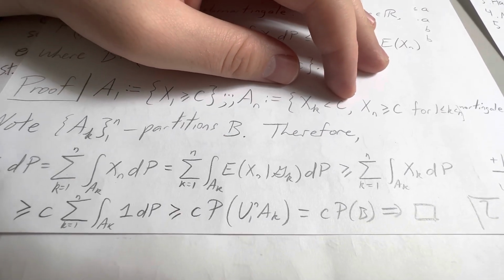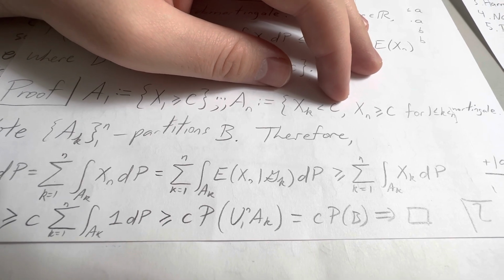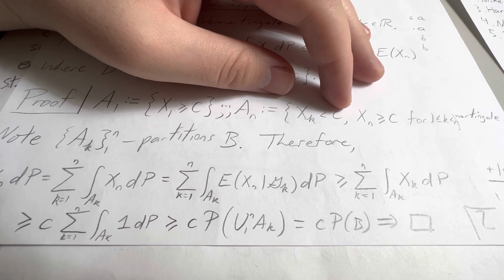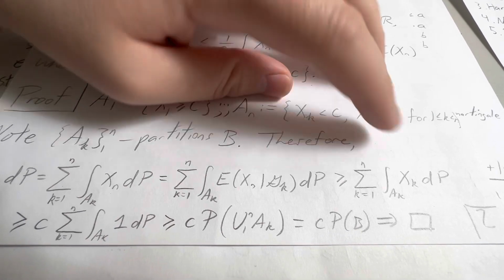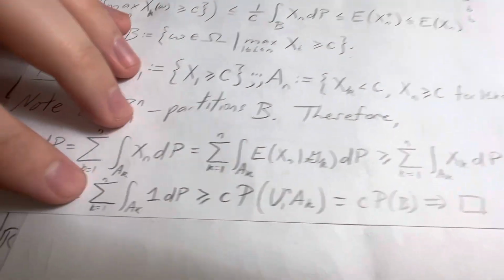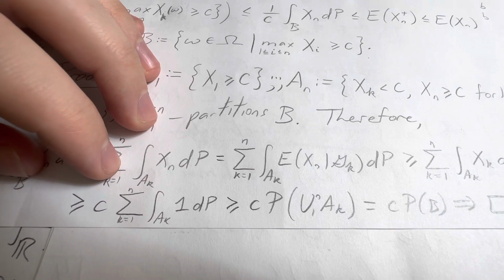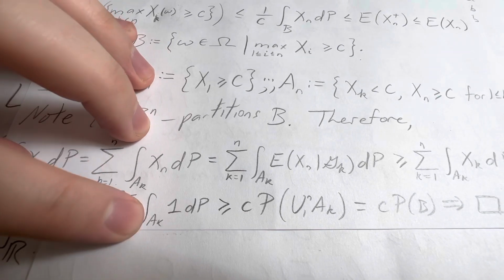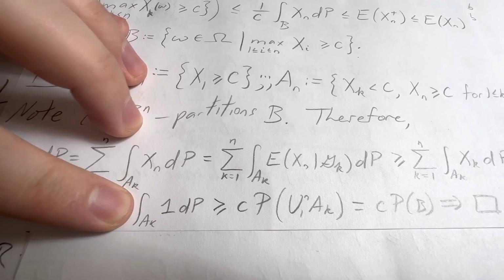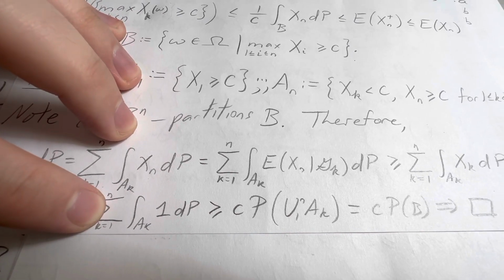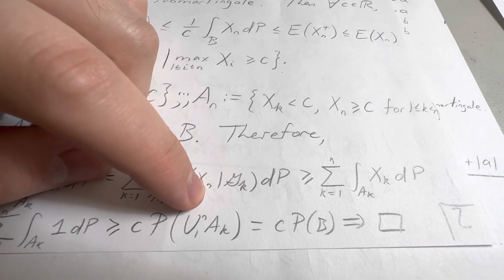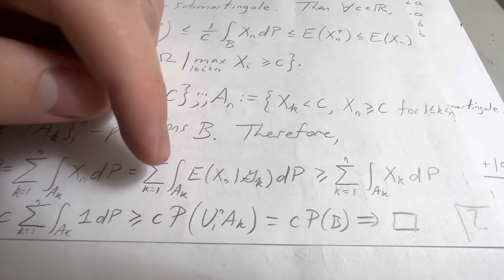Okay, so then what do we say? So I know that over Ak, Xk is bounded below by c. That's by definition. So I replace this with c. C is a constant, so I can pull it out. And then I end up with this guy. And then this integral is just equal to the measure of Ak. And since it's a partition and I sum them all together, I'll get the probability of their union, which is what I have here. Although that's less than or equal to.